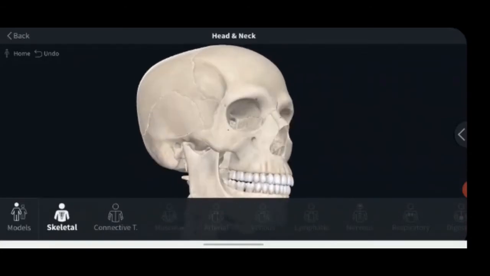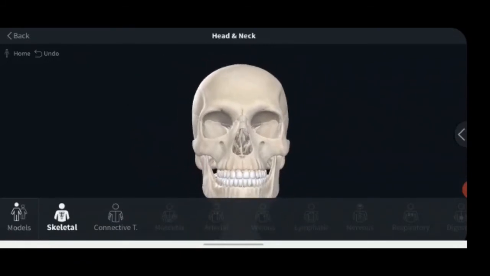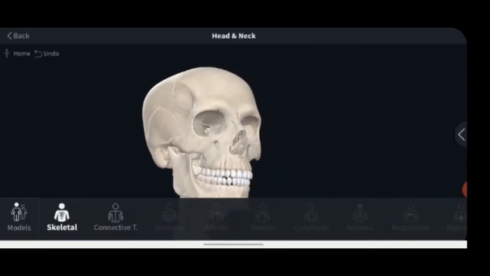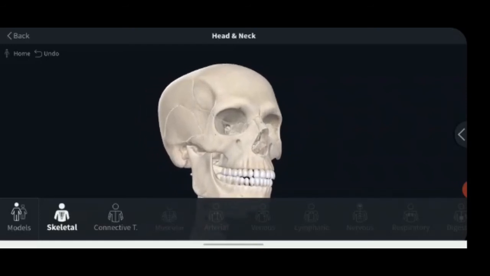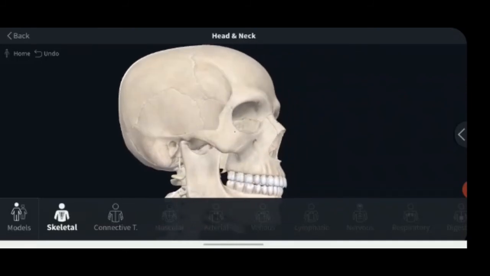Now we will see the anatomical position of the skull. In the anatomical position, the orbital cavities are directed in front, like this. Can you see the lower margin of the orbit? The lower margin of the orbit and the upper margin of the external acoustic meatus should lie in the same horizontal plane. You can see the external acoustic meatus, the opening.